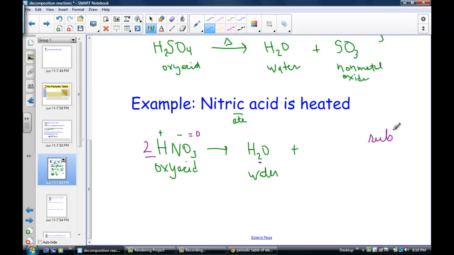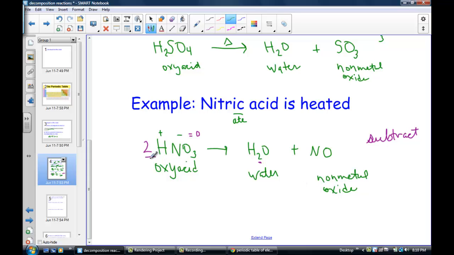Here comes the subtraction part. Subtract and see what's left. So the nonmetal oxide, I know it's going to be N something, O something. The nonmetal oxide. And those subscripts will be found by subtracting.